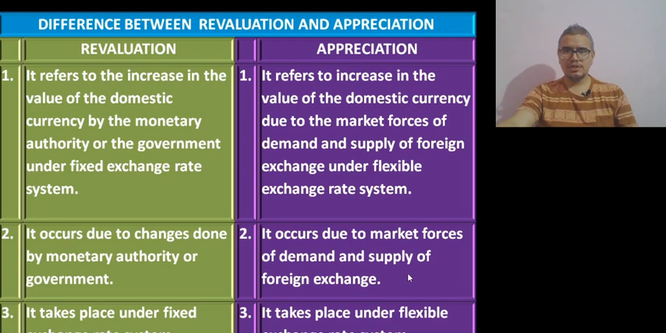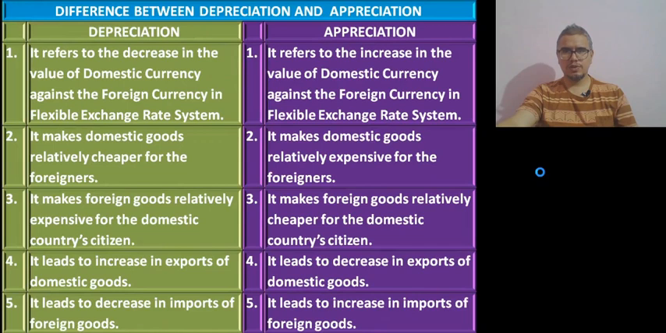Appreciation takes place because of the changes occurring in the demand and supply of foreign exchange. Revaluation, on the other hand, occurs in the fixed exchange rate system. Appreciation occurs in the flexible exchange rate system. Now we will discuss the difference between depreciation and appreciation.